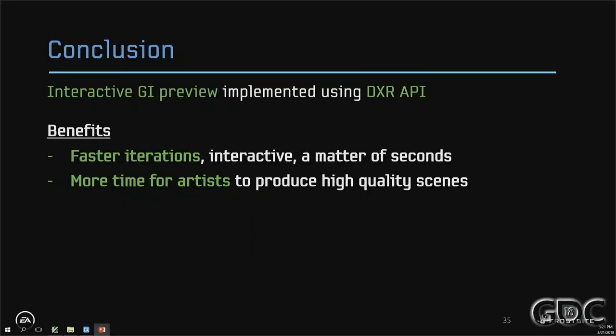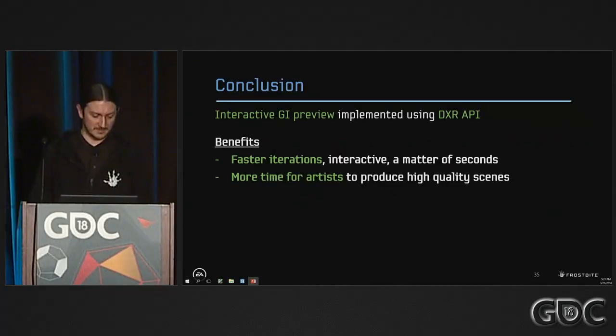So that's it. That's what we have to preview interactive global illumination in Frostbite. The benefits, definitely faster iterations. Artists can now play around and move stuff around. It's just a matter of seconds. So productivity will go up, we expect. But not only productivity, but quality. Artists will maybe try to play more with more lights or different material albedo, try to experiment a bit more because the result is almost instant.